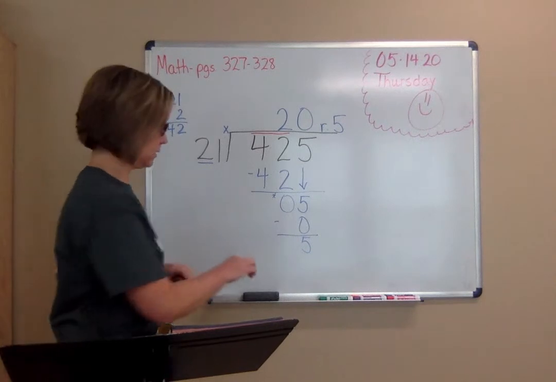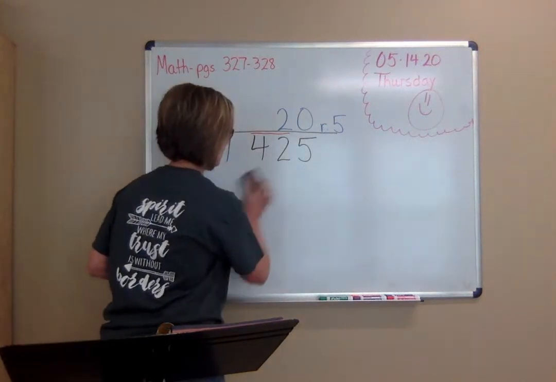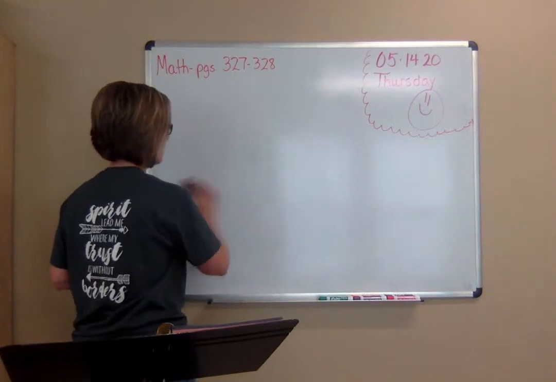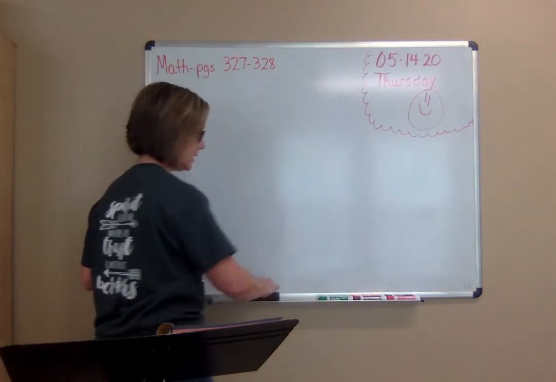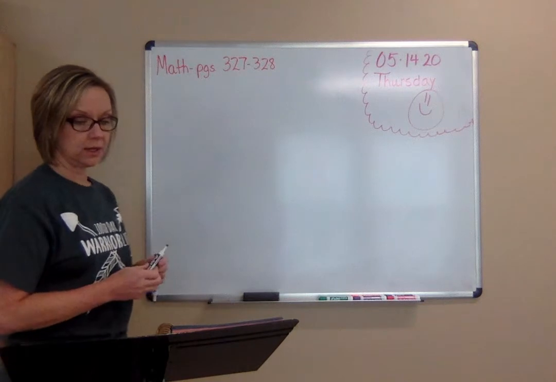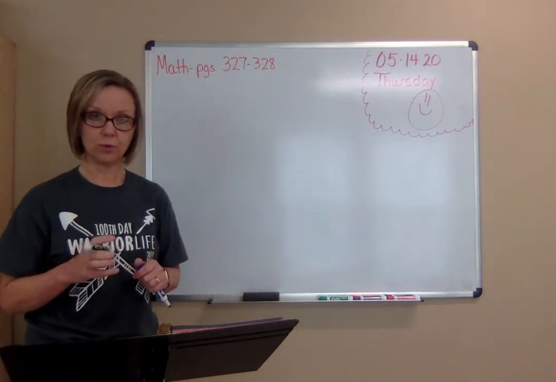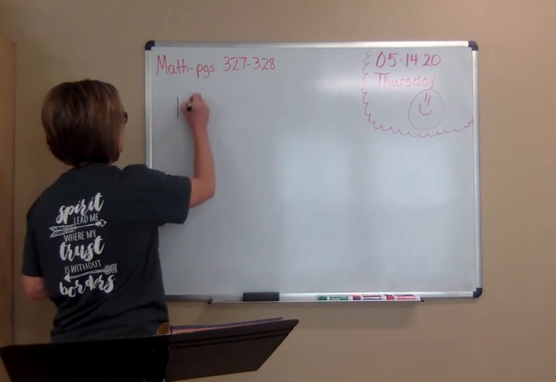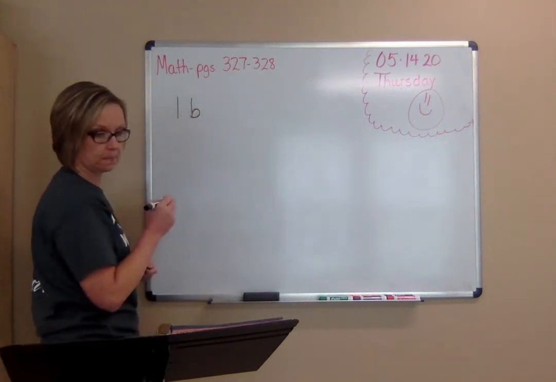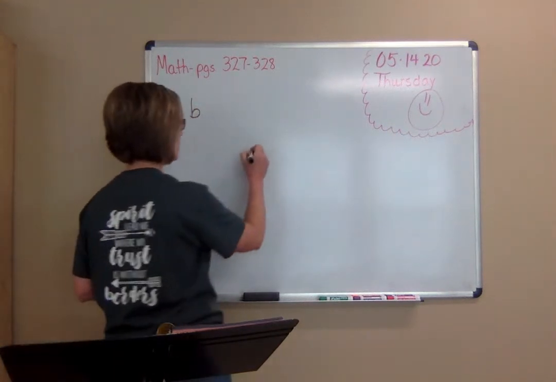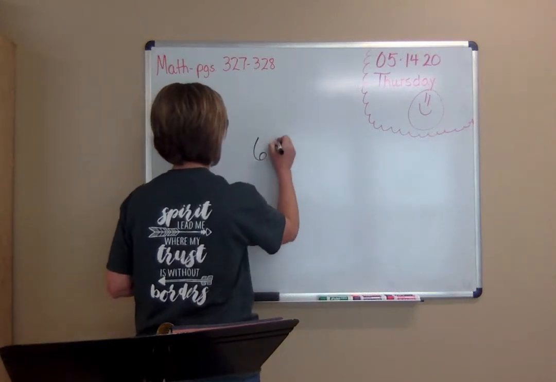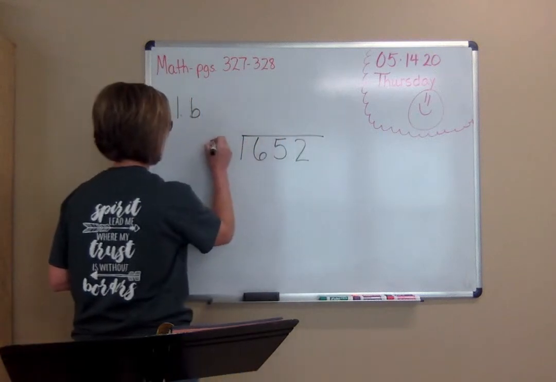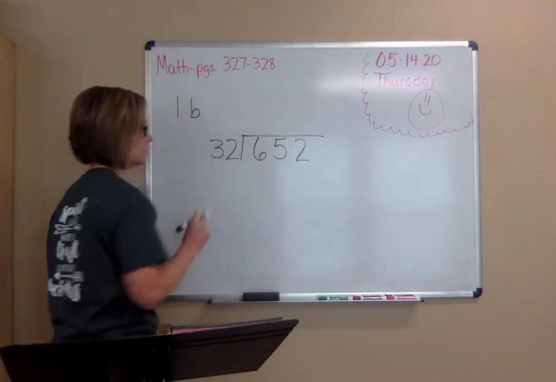So let's go to 1B. I don't think you'll have any trouble with 1A, but let's work 1B together so you can get used to using a 0 in your quotient. Okay? So 1B, you have 652 divided by 32. Okay?